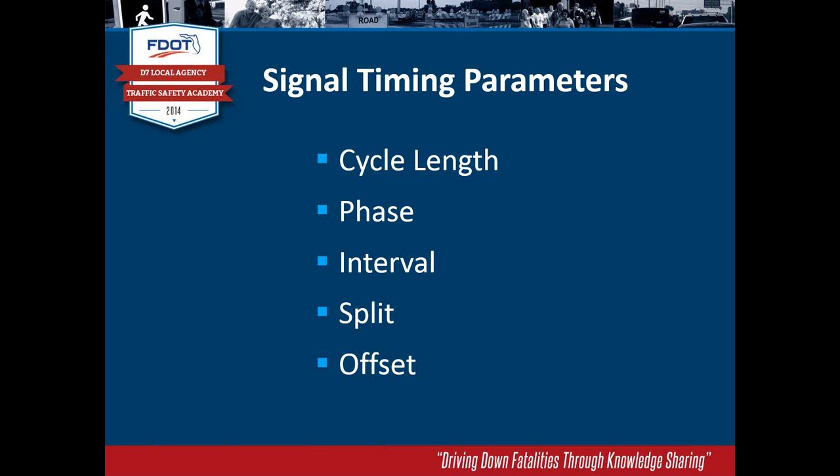Some of the real basic signal timing parameters, and really these can apply to either pre-timed or actuated. The real basic signal timing parameters we're going to look at are the cycle length, what is a phase, the intervals at the intersection, and I'll talk a little bit just briefly about split and the offset. These are some of the terms you commonly hear.